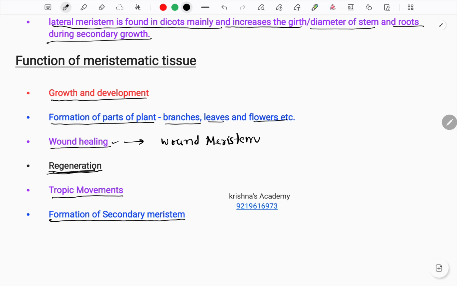So today's topic is complete here, where we studied the meristematic tissue. I think you will enjoy it and it will be useful for your exams.